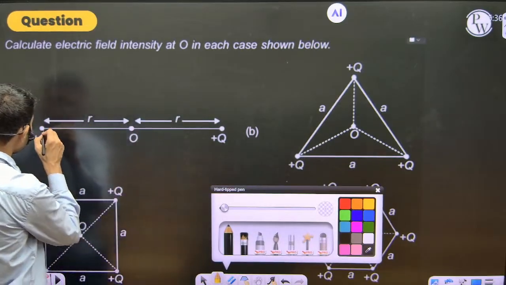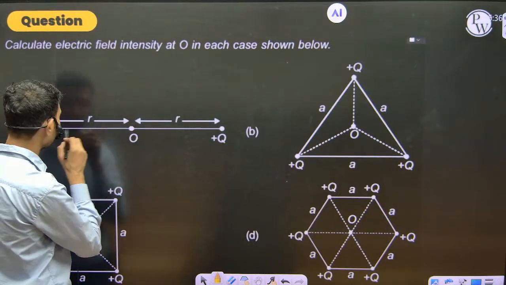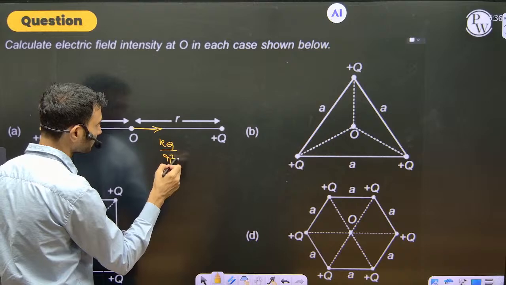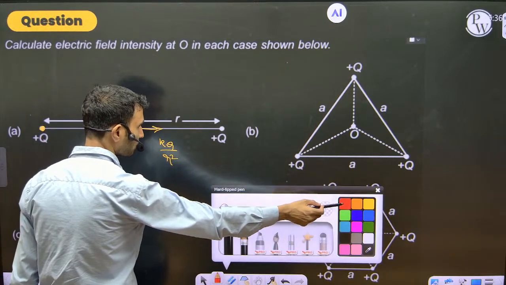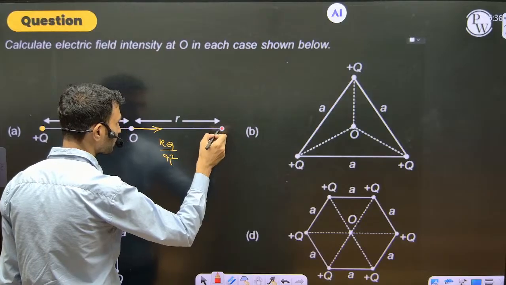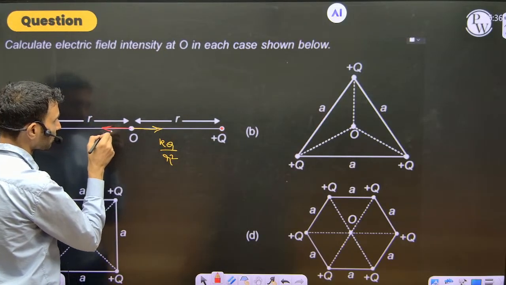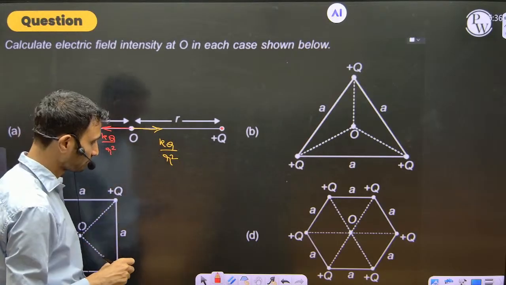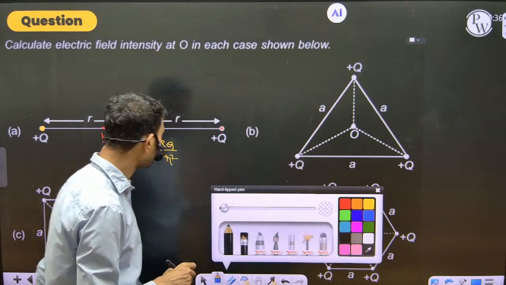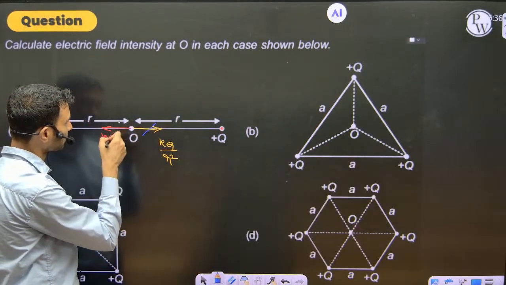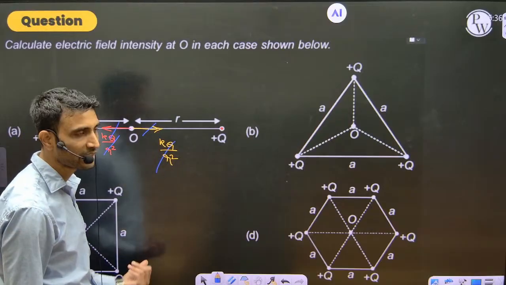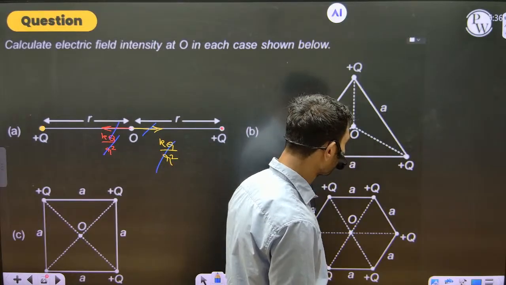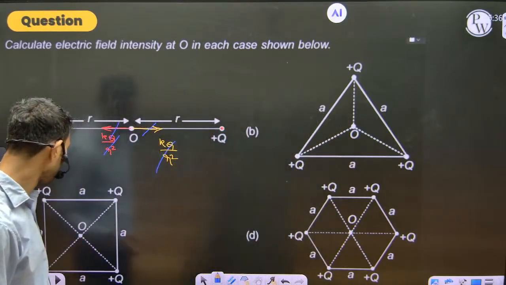So because of this charge, the electric field will be away. How much is the value? kQ by R square. Because of this red charge, it will also be away. How much? kQ by R square. And they both will get cancelled. The net electric field will be 0. This we have already seen before, I think, right? Here the net electric field is 0. This, the other case, we have already seen.